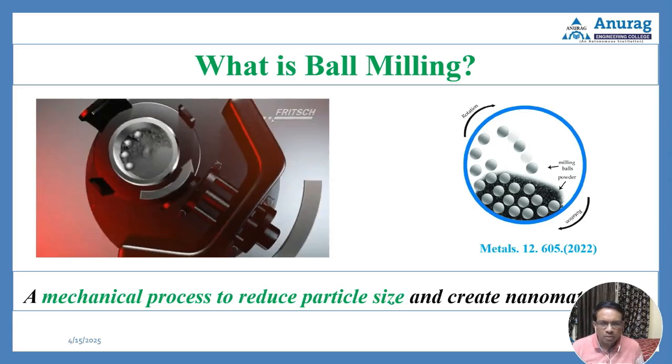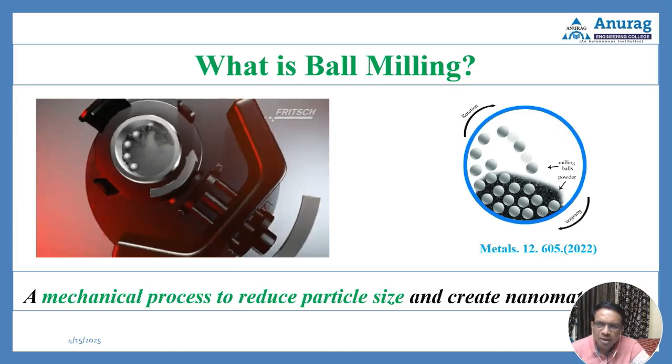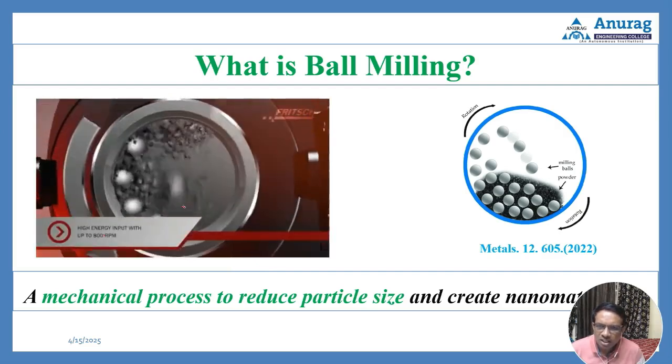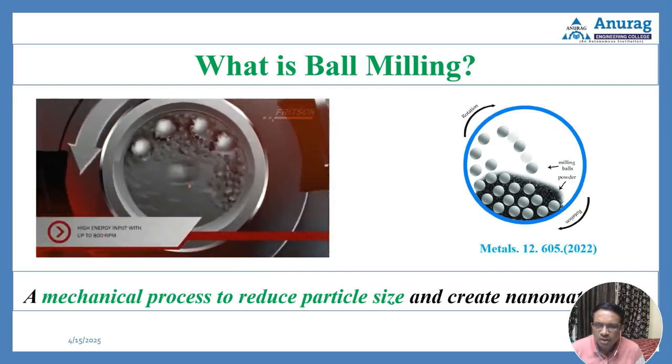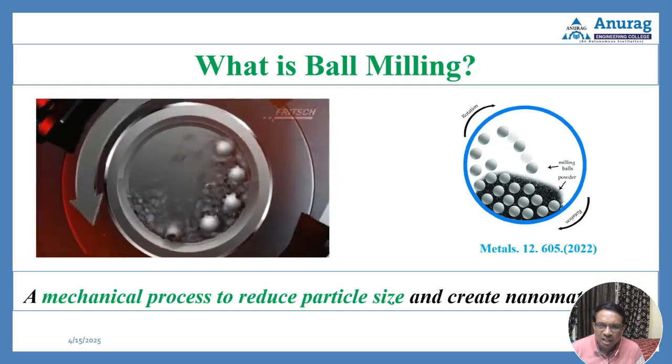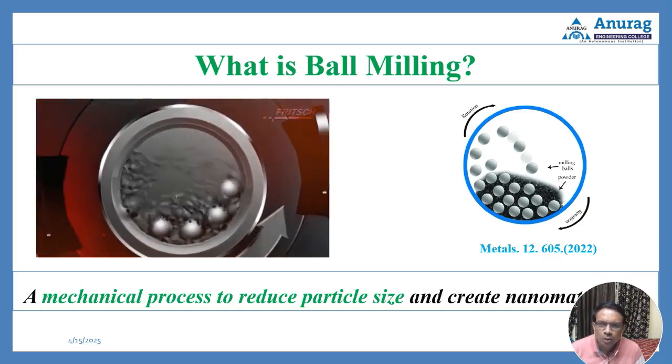Next one, we will see what ball milling is. Now ball milling is basically a simple method which is used to reduce the particles. So how can we reduce the particle size? Particle size can be reduced by ball milling. Like what we are seeing here, we will keep the balls and powders. They will continuously collide and they will reduce the particle size.